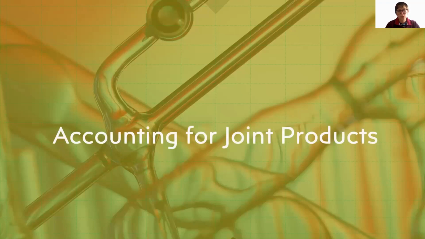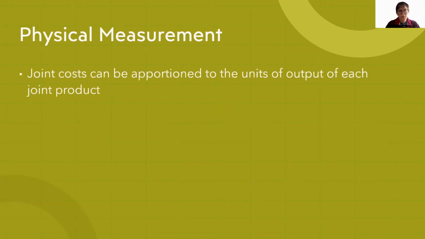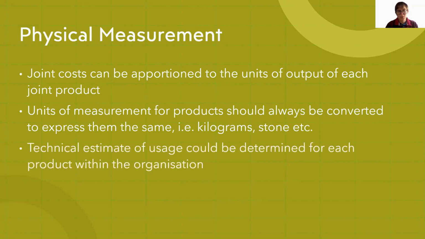How do we account for joint products then? Well, we can do this through physical measurement. So joint costs can be apportioned to the units of output of each joint product. Units of measurement for products should always be converted to express the same, whether that be kilograms, stones, litres, etc. There should be a technical estimate of usage which can actually determine each product within the organisation.